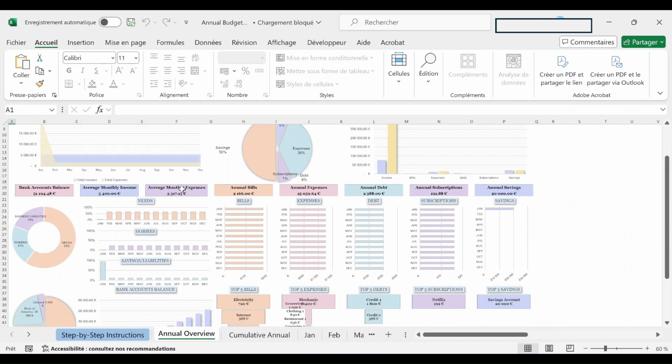Next, you'll see a section that details your average needs, hobbies, savings, and liabilities throughout the year, broken down month by month. Adjacent to this is a month-by-month breakdown of your bills, expenses, debt, subscriptions, and savings.